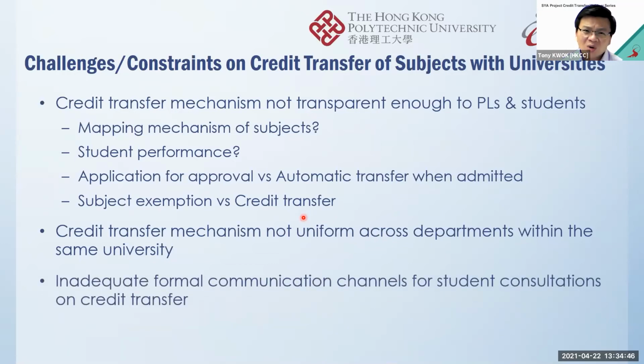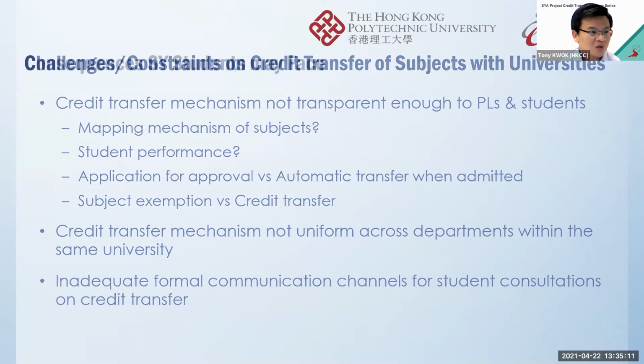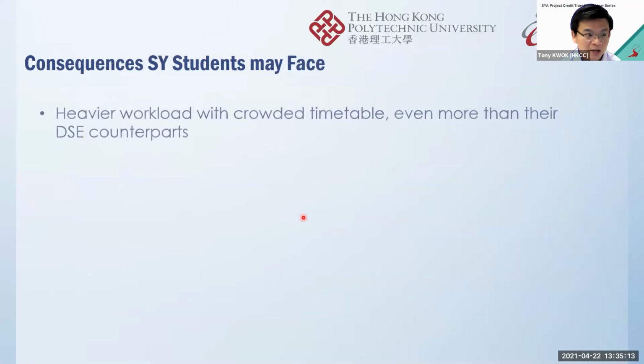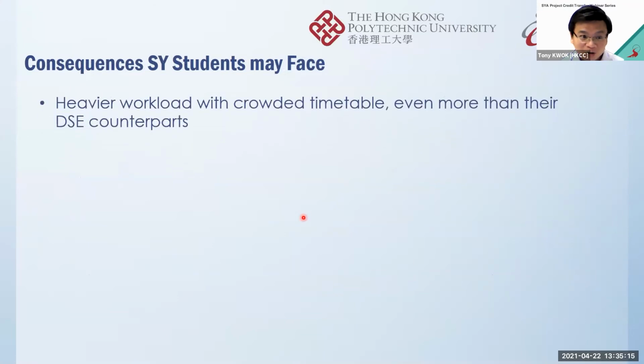Moreover, I don't think we have a formal communication channel for student consultations. When they need help, they usually go to informal online forums to look for information instead of looking for program leaders in the degree program, because they have difficulty finding formal channels for communication when they articulate to universities. So some possible consequences will be, of course, a heavier workload and a more crowded timetable.